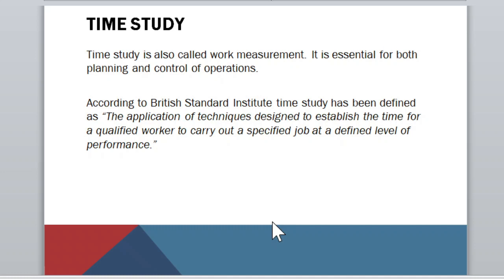So it is also essential for both planning and control of operations. According to the British Standard Institute, time study has been defined as the application of techniques designed to establish the time for a qualified worker to carry out a specified job at a defined level of performance, no? So, stopwatch time is the basic technique for determining accurate time standards.